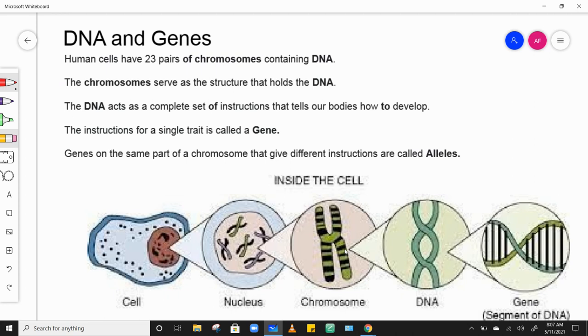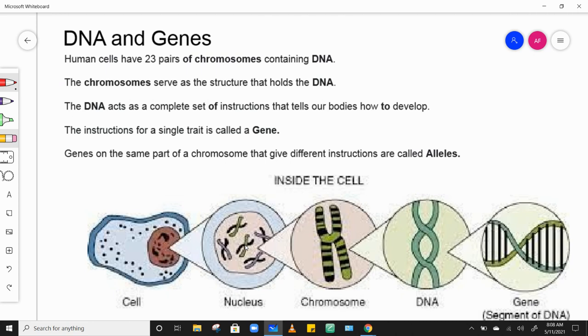Each set gives a different instruction. So maybe this chromosome tells you what hair color you are, and all these other things, it tells you how to make your body, right? Most of our DNA is actually identical. Like if you were to look at my DNA and your DNA, 99 or a large percent of it is identical because creating your body is for the most part pretty much the same.